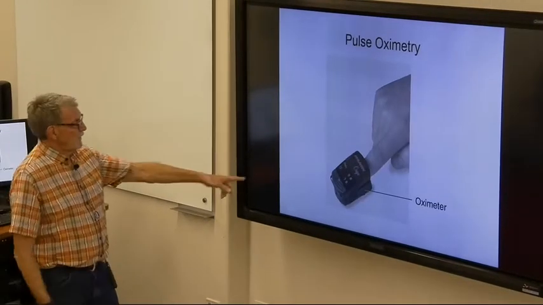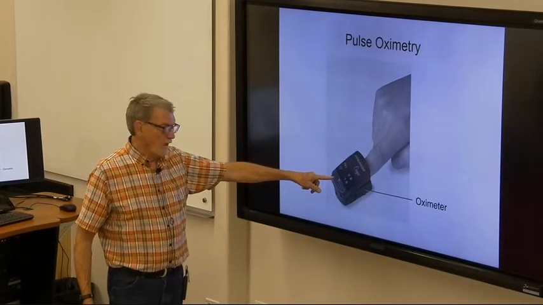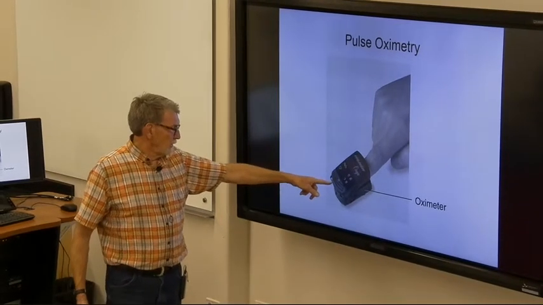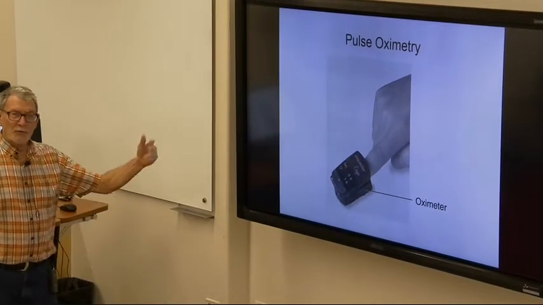Pulse oximetry. Just put it on. Saturation of the hemoglobin is 98%. That's really good. Heart rate's about 78. It's a little high, but heck, he's at a doctor's office.